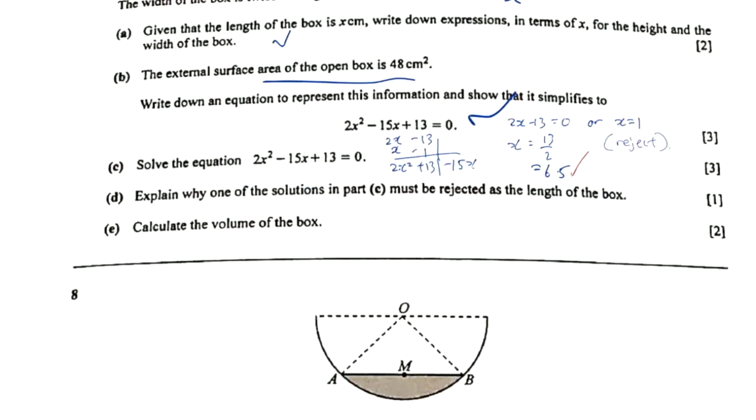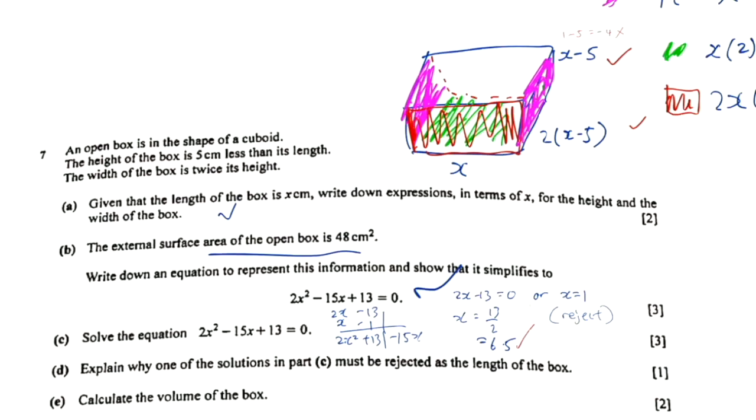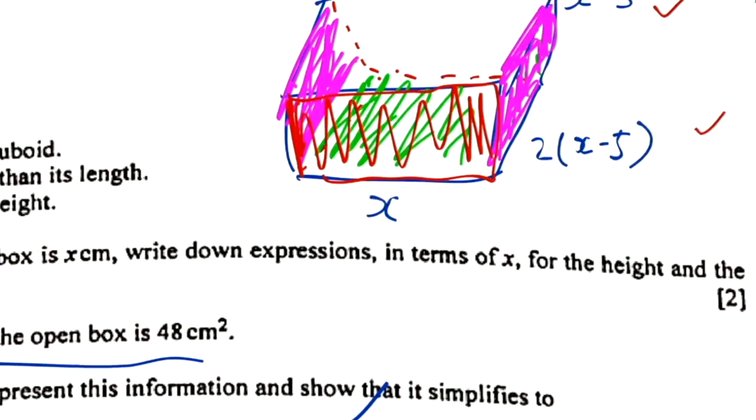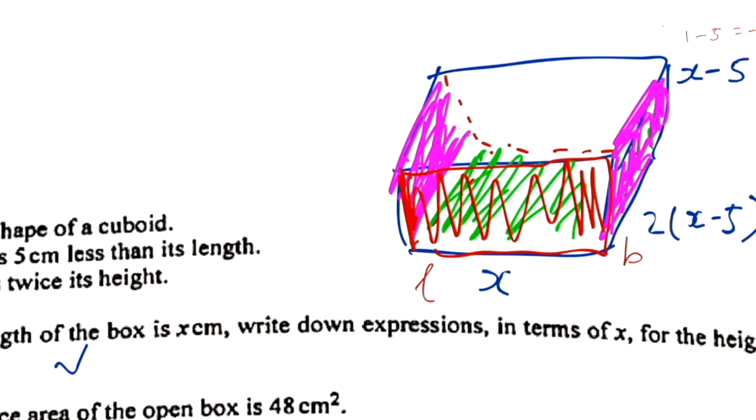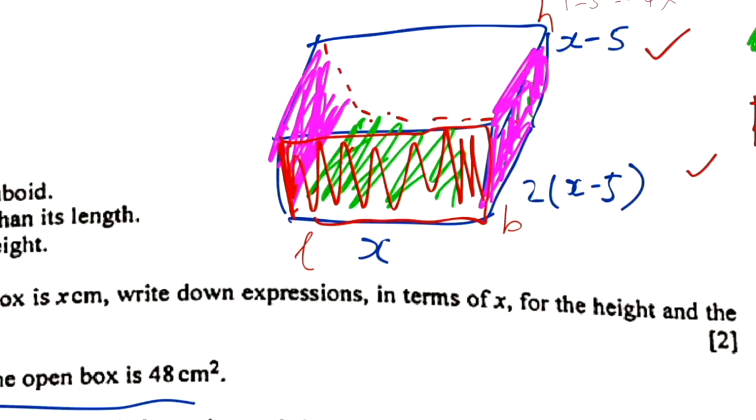Now calculate the volume of the box. I'm not going to do this one. To find the volume, you just substitute x equals 6.5. Volume is length times breadth times height. This is the breadth, this is the height. You just multiply them together to get the volume.